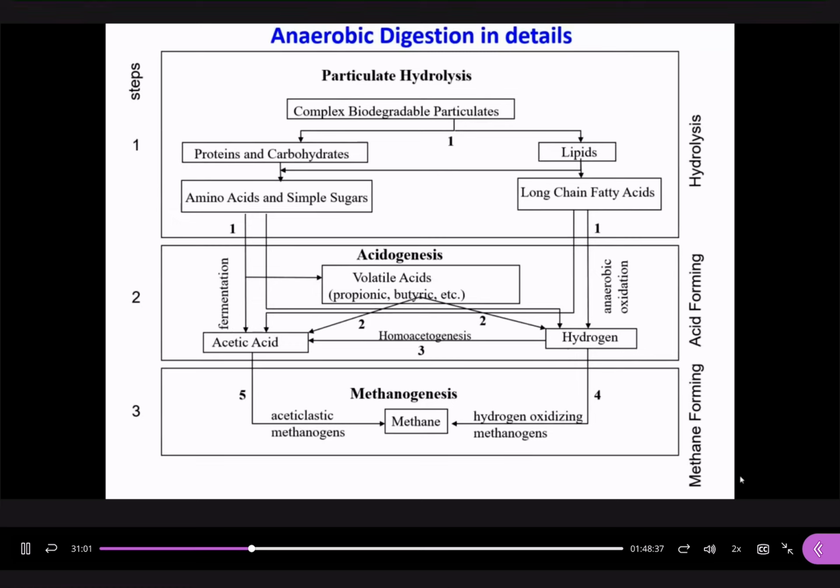Here we distinguish proteins and carbohydrates from lipids. From proteins and carbohydrates, you get amino acids and simple sugars. Protein contains nitrogen, so you have amino acids. Carbohydrates give you sugars. Lipids give you long-chain fatty acids. This stage is hydrolysis and acidogenesis. Through fermentation, you get volatile fatty acids like propionate, butyrate, and acetic acid, and hydrogen. Here, hydrogen could be converted into acetic acid through homoacetogenesis. That's step 3. And in the last step, we get methane.